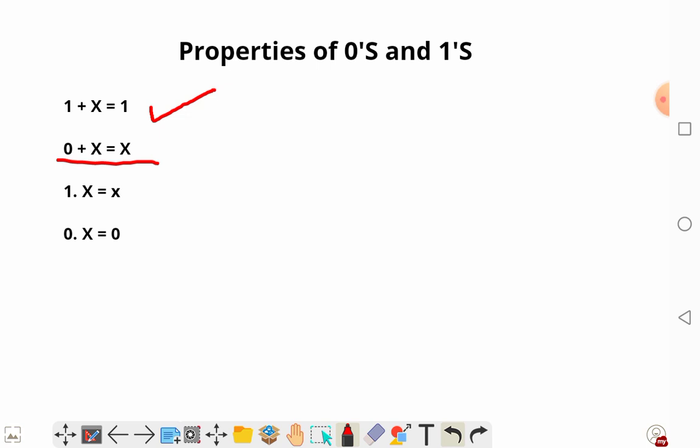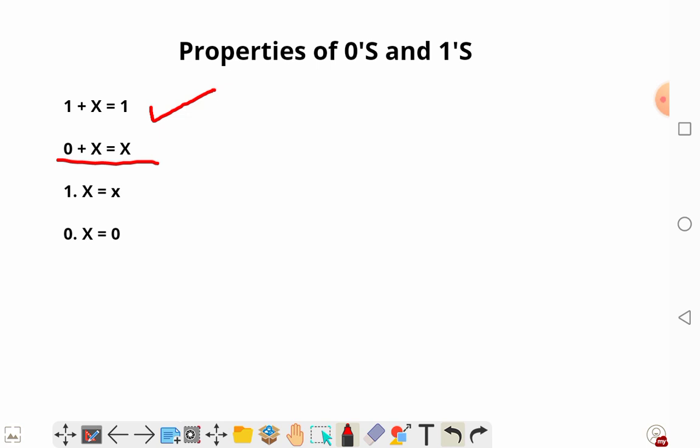I request you to write this down somewhere. While we are proving the laws, you can go through it. So pause the video and write the properties of zeros and ones on a paper. When we solve the laws you can go through those properties. Now I think you have noted that down.